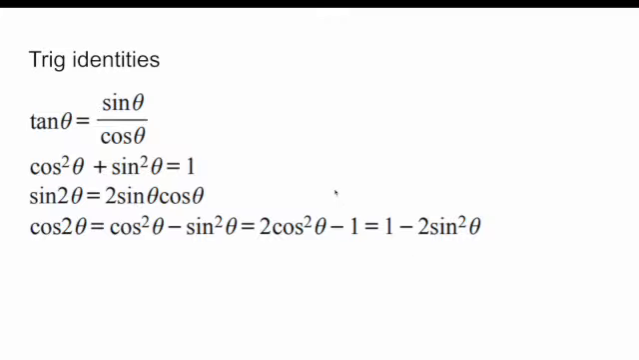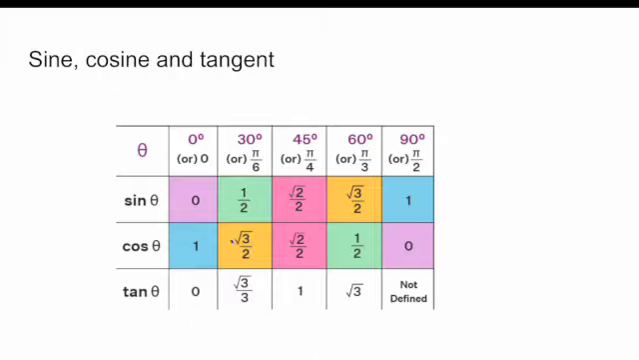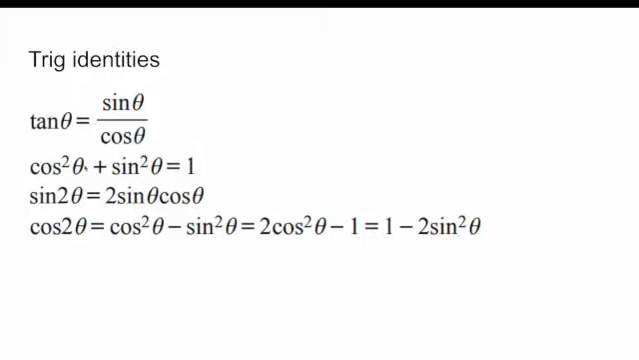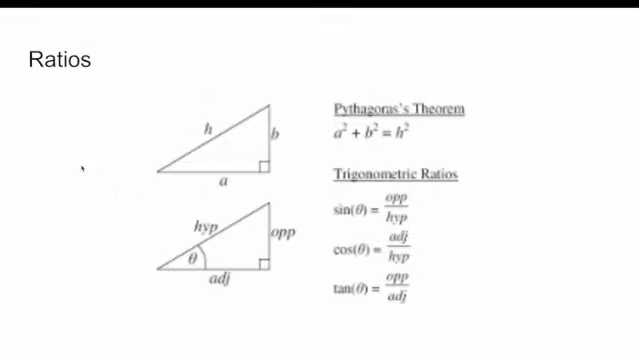So now let's look at some trig identities. So the first one is tan theta equals sine theta by cos theta. So this is the one that actually explains why tan theta here is undefined, because 1 divided by 0 is undefined. Next, we'll take a look at cos square theta plus sine square theta equals 1.